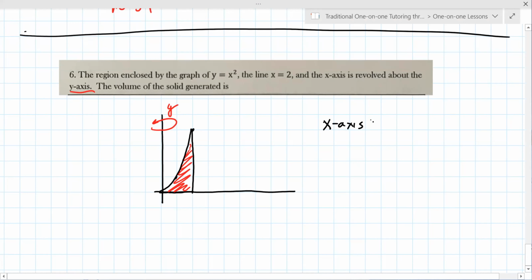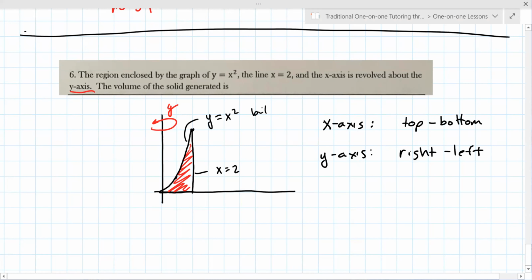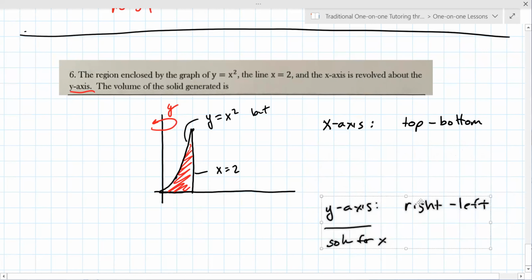For the x-axis, and this applies to area and volumes, it's top minus bottom. The y-axis, which is what we care about now, is right minus left. So your right function is x equals 2. Your left function is y equals x squared. But when you're doing a y-axis integral, you have to solve for x. In most x-axis integrals, it's already solved for y, which we saw in the previous examples. You don't think that's a step, but it is.